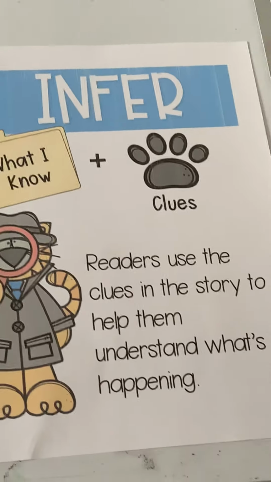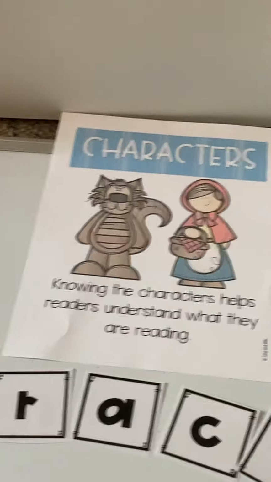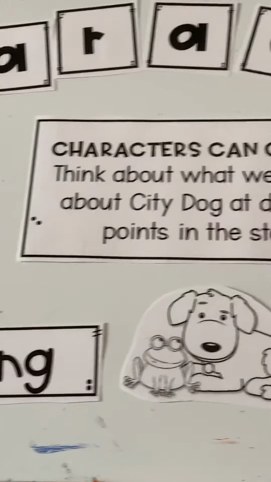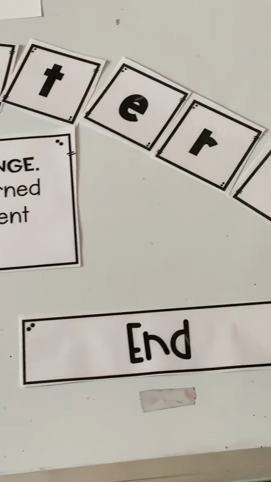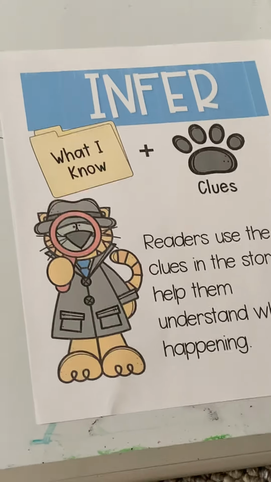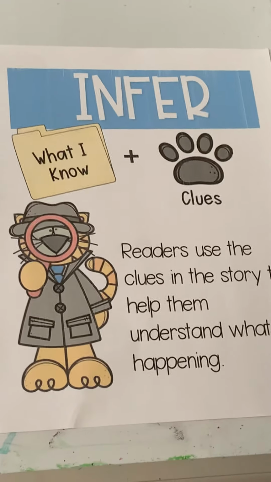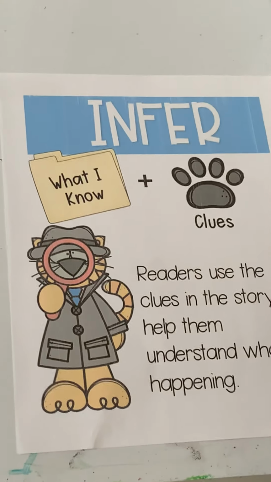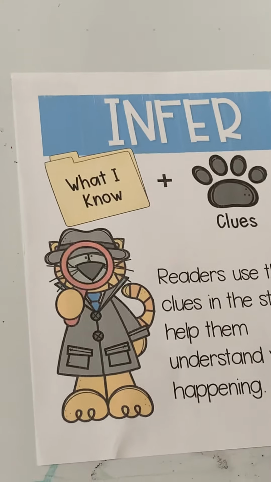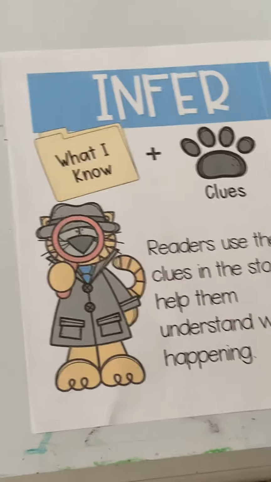The two things I want you to look at today are the characters. How did that frog change from the beginning to the end? And then I want you to infer. Why do you think the games changed in the season? So please think of those two things as you're listening to City Dog and Country Frog. Have fun.